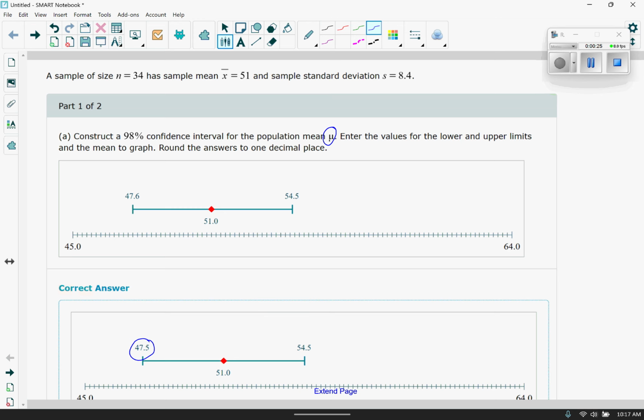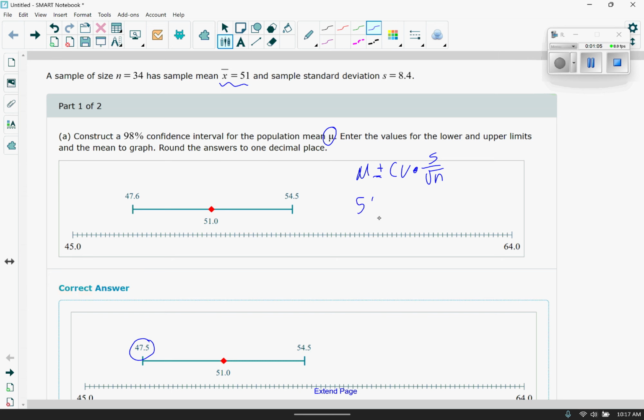And so we're estimating that it's around where the sample was at. So we're going to estimate it at 51, but then we're going to add and subtract our margin of error. And the margin of error is going to be the critical value times the standard deviation divided by the square root of n right there, which is called the standard error, like the standard deviation for a sample of that size.